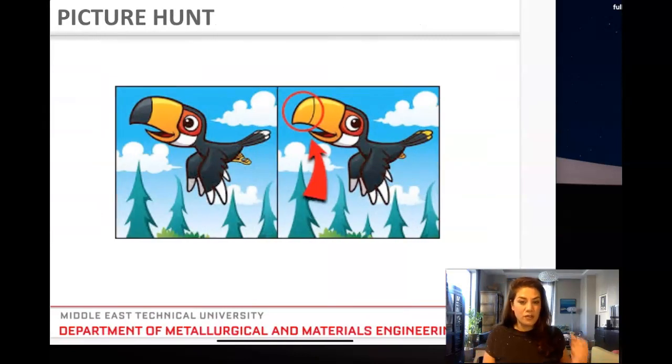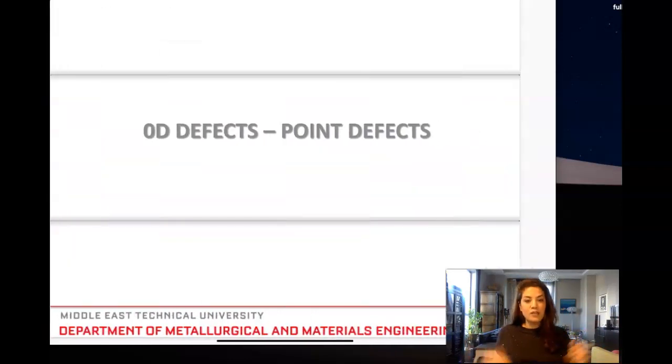Well, we're going to do a lot of picture hunt. You probably play that game. You take a look at two images that look almost the same, but if you look closely and compare those two images, you can easily detect a difference between them. For example, for this pelican here, right at the tip of his nose, there is this black part missing, so there you go, that's the difference between them. Everything else looks the same and perfect, right? So we're going to do a picture hunt for the materials' atomic stacking in upcoming slides. Let's start talking about zero-dimensional defects, point defects.